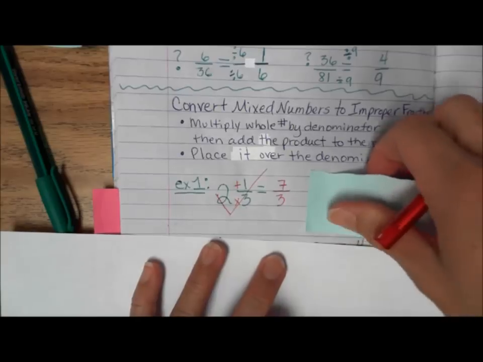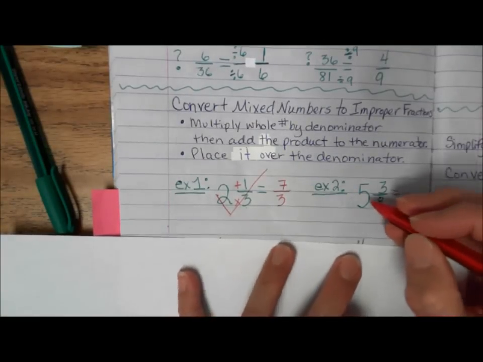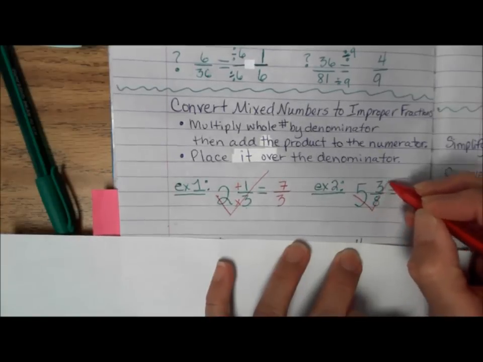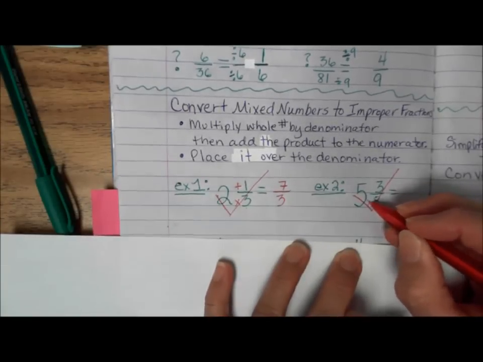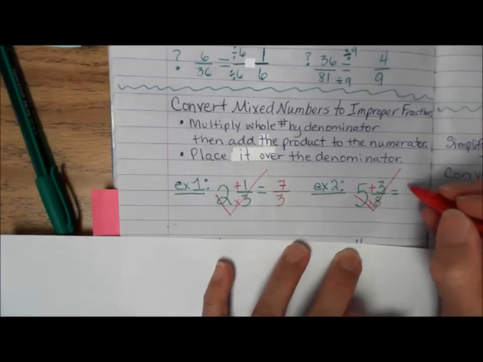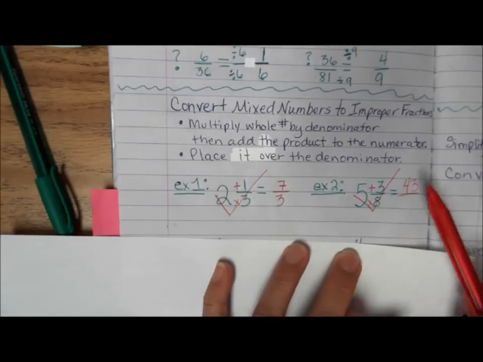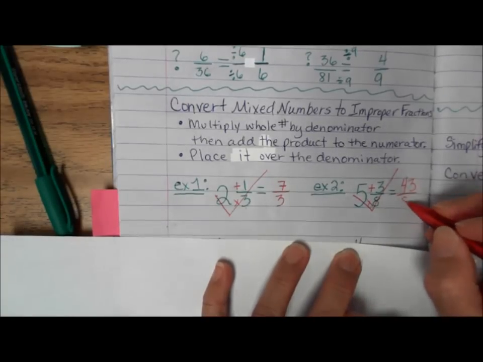All right, so example 2. Okay, try that one. So again, let's do the Texas check. So we're going to do 5 times 8 is 40, plus 3 is 43. So that's my numerator. And then the denominator just stays the same. Okay, you're going to just place it over your original denominator.